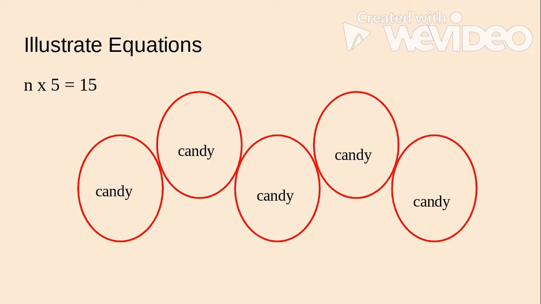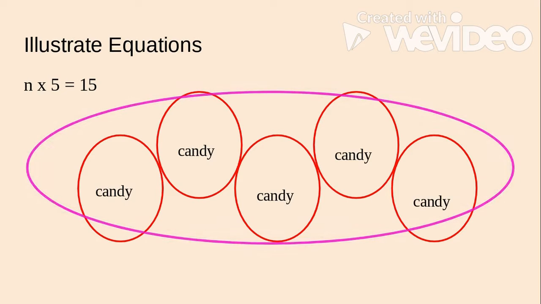So I have 5 of this N. And all together, it would be 15 pieces. That candy, N times 5, equals 15.